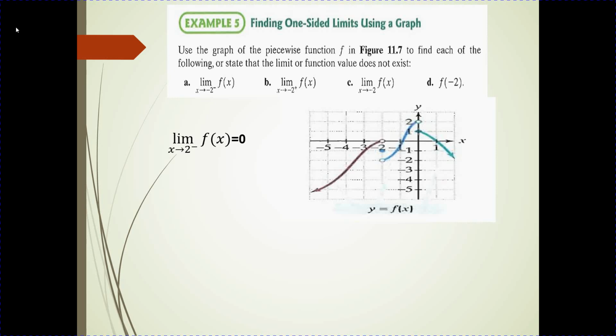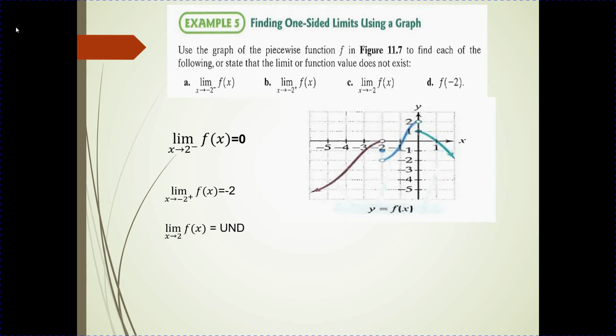And let's find the limit of f of x as x approaches negative 2 from the right. When x gets closer to negative 2 from the right, the value is getting closer to negative 2. So here 0 and negative 2 are not equal, which means that the left-hand limit and the right-hand limit are different. Therefore, the limit of f of x as x approaches negative 2 doesn't exist. Therefore, it will be undefined. And finally, f of negative 2.